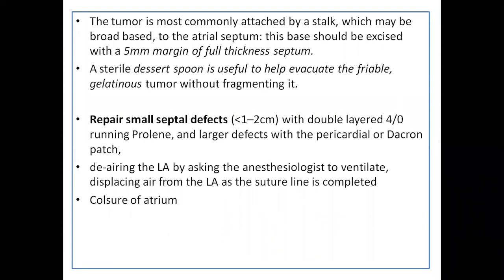After that, repair the small septal defect, less than 1 to 2 centimeters, with double layered 4-0 running Prolene, and a large defect with a pericardial or Dacron patch. Then air the left atrium and close the atrium in 2 layers or 1 layer by mattress suture.